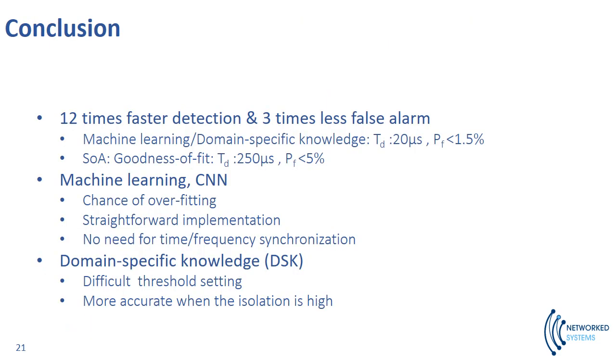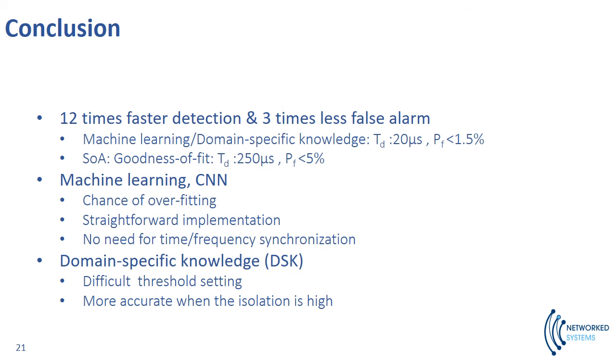Conclusion: we could achieve 12 times faster collision detection plus 3 times less false alarm rate compared with the state-of-the-art goodness of fit collision detector. For machine learning, there is a chance of overfitting. However, this technique is quite straightforward to implement on real-time hardware like FPGA, and there is no need for pre-decoding steps like frequency and time synchronization.